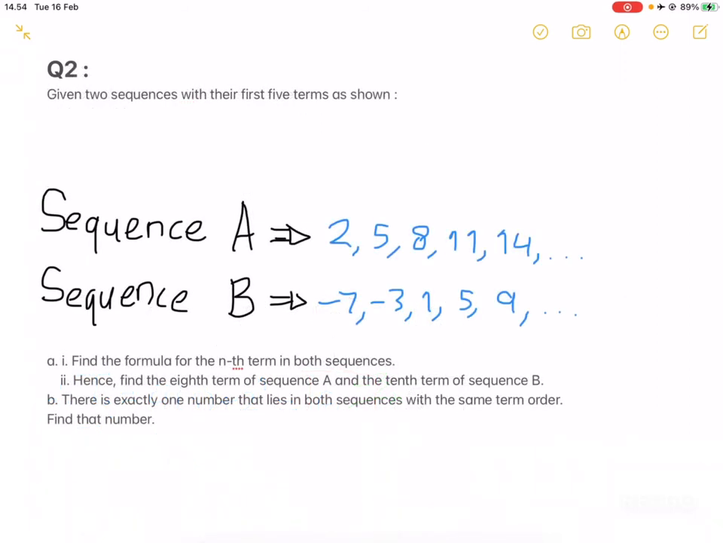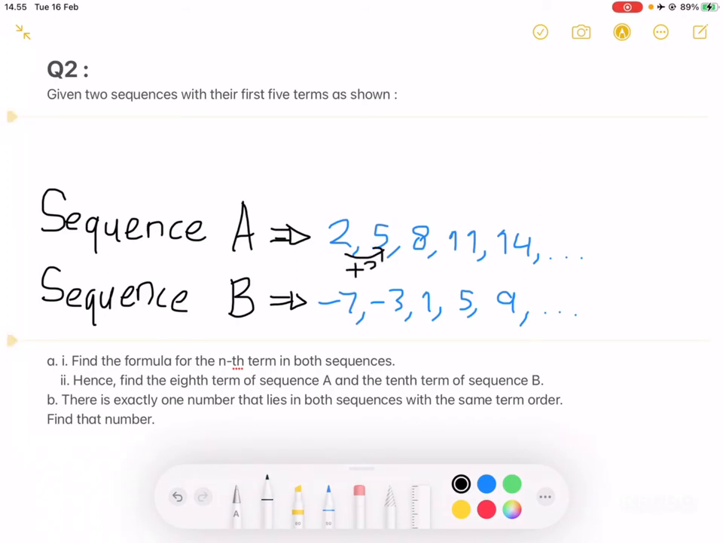Alright, for the second question, given two sequences with their first 5 terms as shown, you can just read this on your own. So for part A, the first part is find the formula for the nth term in both sequences, which is pretty simple because notice these two sequences are both arithmetic sequences because we add or subtract a constant called the common difference to get the next term.